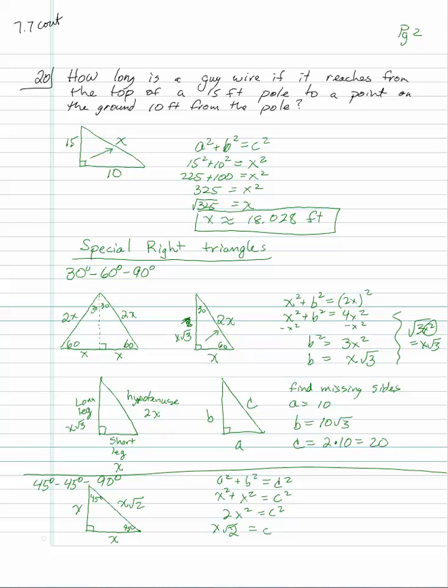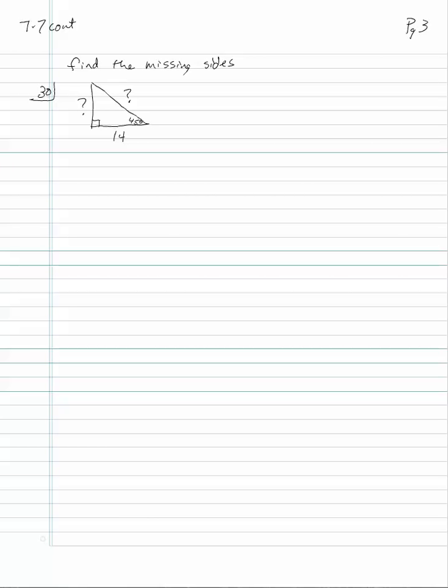Okay, let's try a few examples. Alright, so we see this 45, 45, 90. So you just got to remember the relationship. The legs are equal to each other. So if this one's 14, I guess I should have left it with A, B, and C. So I can use X or A, it doesn't matter. Right, on a 45, 45, 90, this is A, B is equal to A, and C is equal to A root 2. So I used A's instead of X's, just to make it more familiar that way.